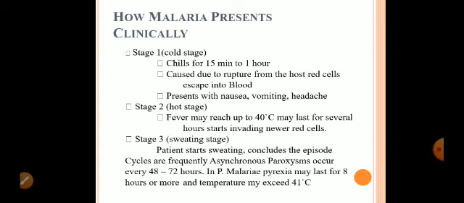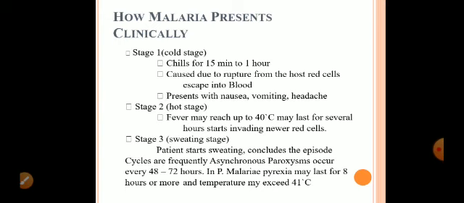I repeat, the clinical presentation takes place in three stages: cold stage, hot stage, sweating stage. In the cold stage, the patient will present with chills, which may last for as short as 15 minutes or a longer duration, extending up to 1 hour. It is caused due to rupture of host red cells which escape into the blood. With this, the patient may present with nausea, vomiting, headache.